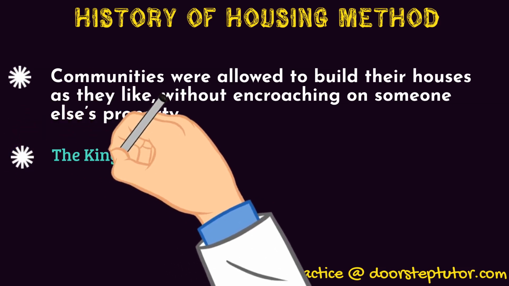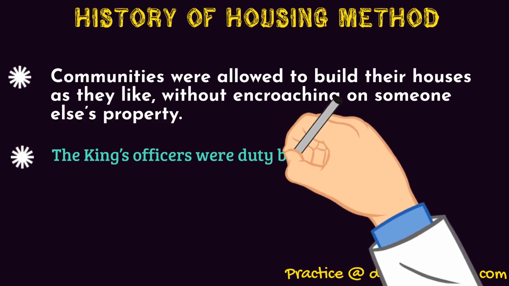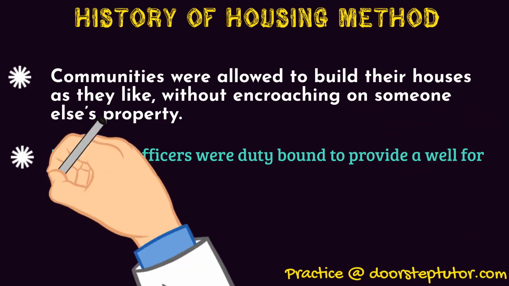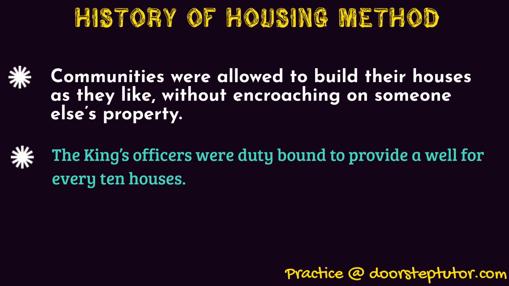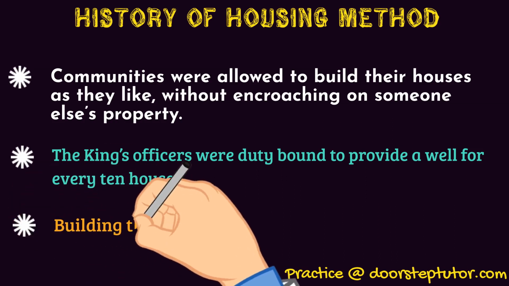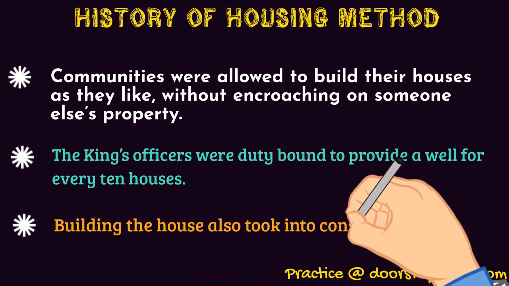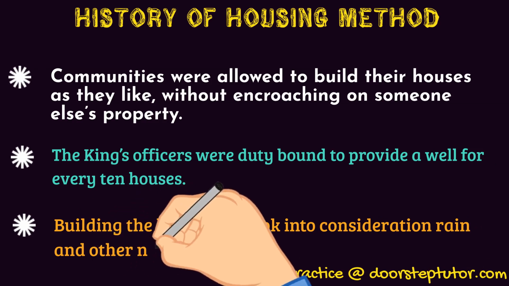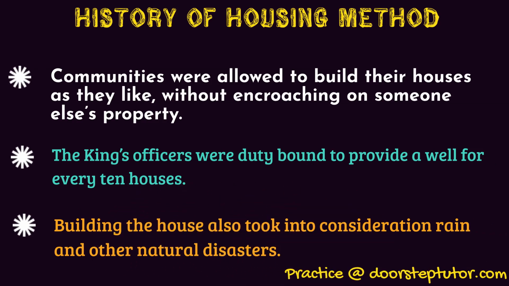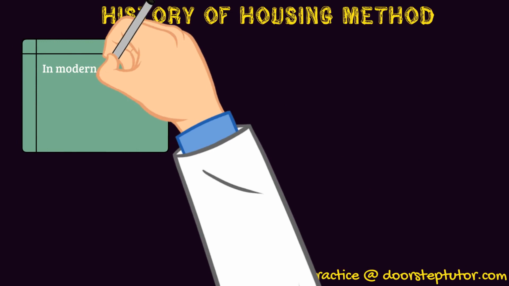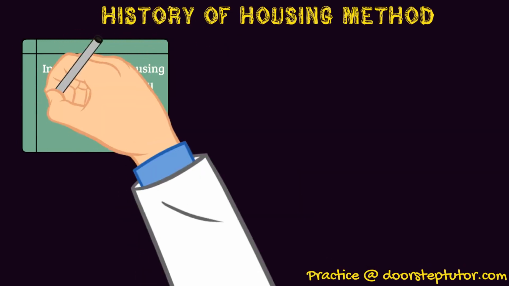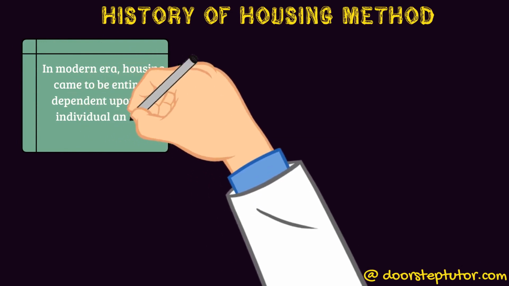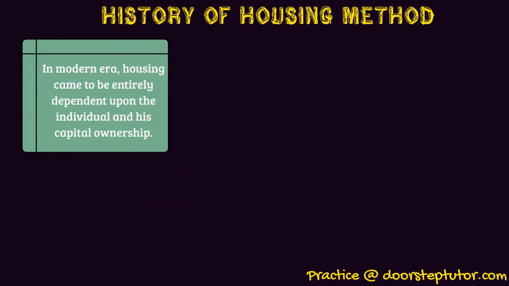The text mandates the king to appoint officers who will ensure that there is a well for every 10 houses. Therefore, not just houses, but water supply was also considered the duty of the state. House building also had to take into consideration the natural elements that can damage it, such as rain, wind, storms, etc. In the modern industrial era, housing became entirely dependent on the capacity of the individual and the amount of capital that he accumulated and owned.